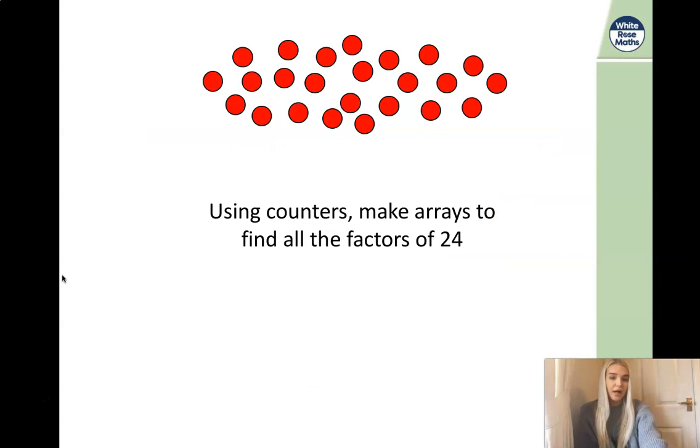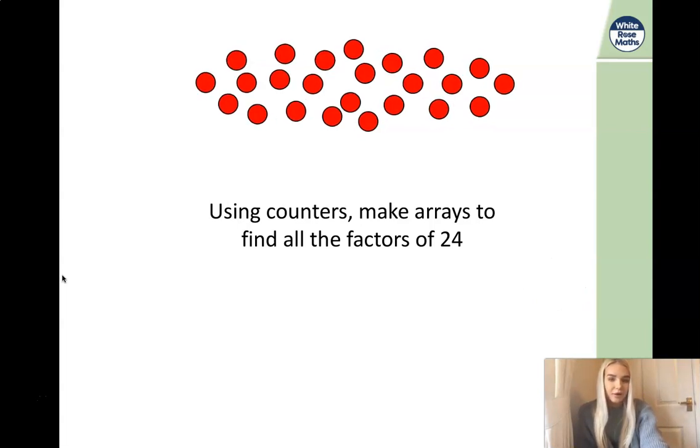Let's have a look at some more counters and make some more arrays. This time we want to make arrays to find all the factors of 24. Can you pause the video and see if you can make any arrays and if you can see any factors of 24? Pause the video and off you go. Okay, let's see what you came up with.